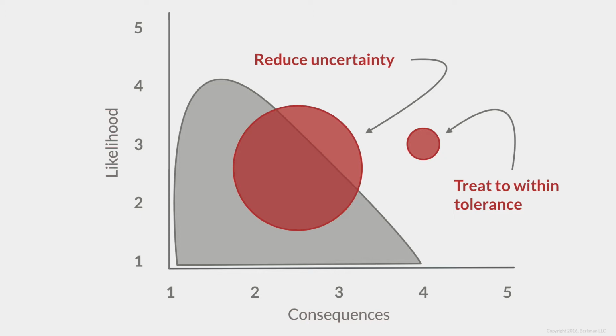The small risk on the right is not small because it's not important. It is small because it has well-defined boundaries in terms of its likelihood and its consequences. We know more about it. But it is clearly outside of our risk tolerance. So the risk evaluation decision is also clear in this case.